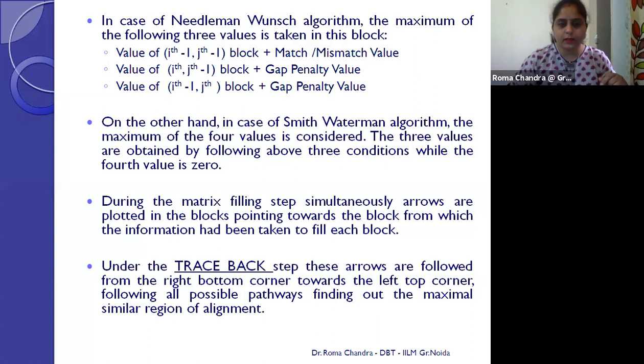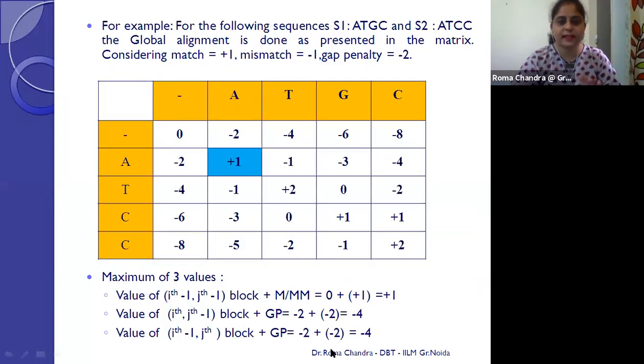Now I'll proceed to this matrix. I'll explain what is the process which is going on here. So I took my two sequences. My first sequence is ATGC and my second sequence is ATCC. These are the two different sequences, and I want to understand how these two sequences are actually being aligned. What is the alignment score, and how are they aligned? Is there any kind of gap when I'm aligning these two sequences?